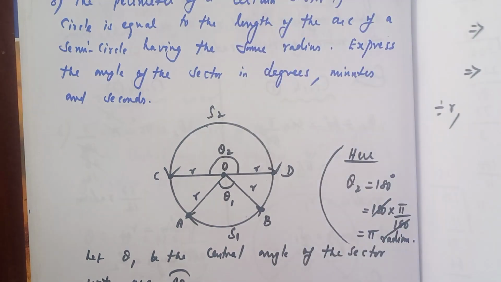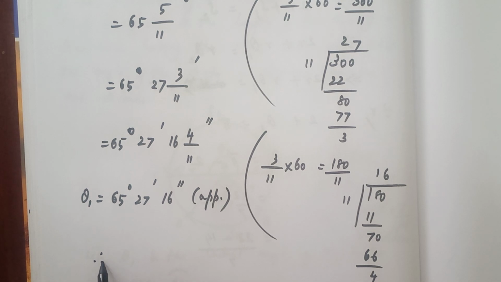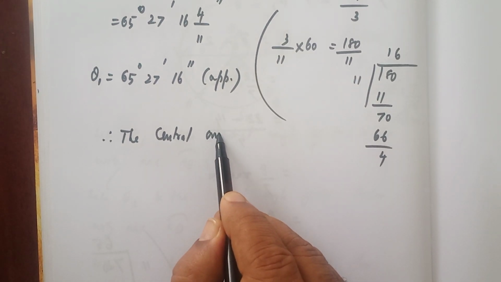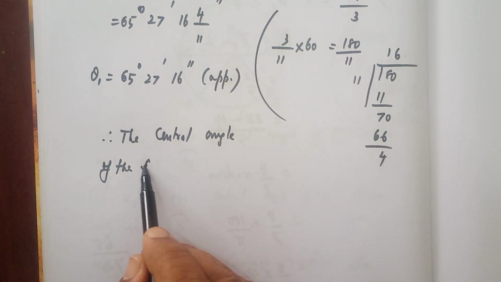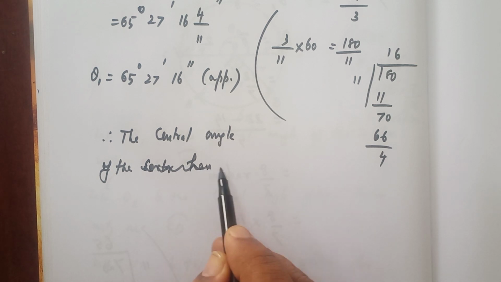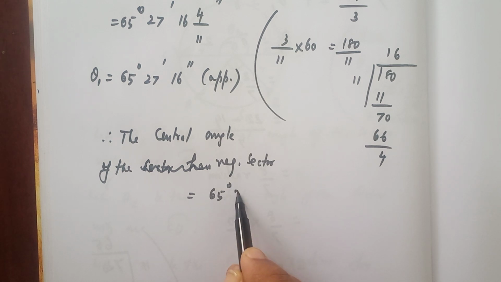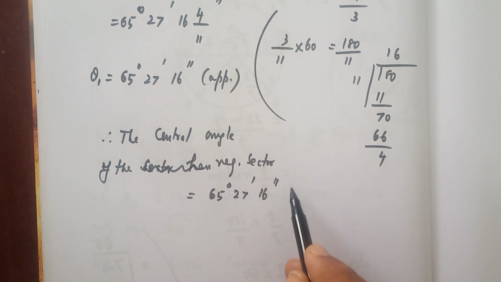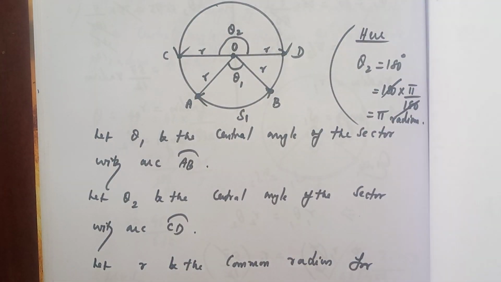This is the central angle. Therefore, the central angle of the required sector equals 65 degrees, 27 minutes, 16 seconds approximately. Over. So problem number 8 is completed.